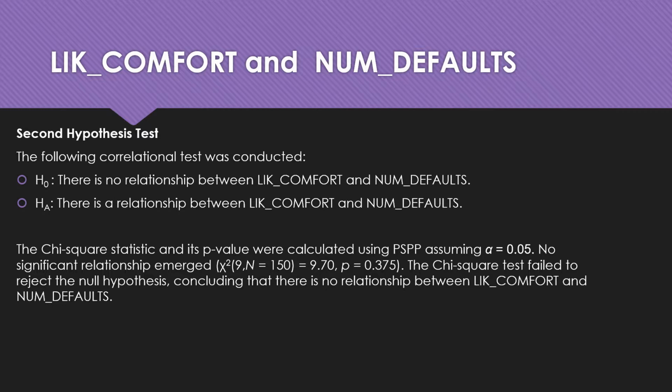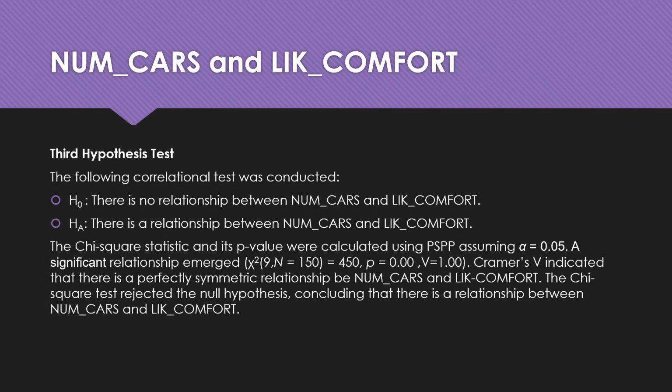The chi-square statistic and its p-value were calculated using PSP software. Assuming that alpha equals 0.05, no significant relationship emerged. Again, we had 9 degrees of freedom with a sample size of 150. The chi-square statistic equals 9.7 with a p-value of 0.375. The chi-square test failed to reject the null hypothesis, concluding that there is no relationship between the linker comfort level and the number of default payments.